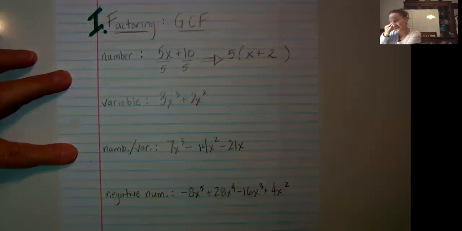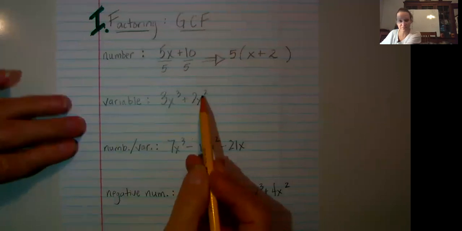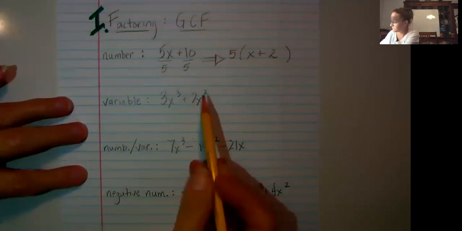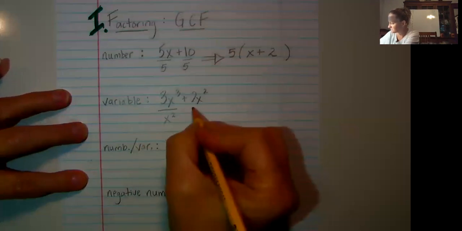If they're in common, how many do they have in common? Both of these have at least an x squared. So in this particular problem, my GCF is going to be x squared.